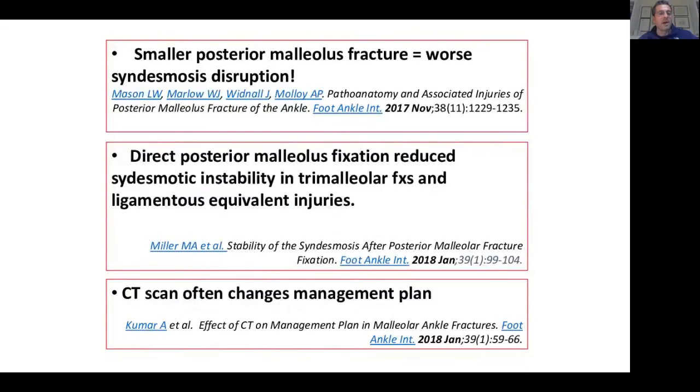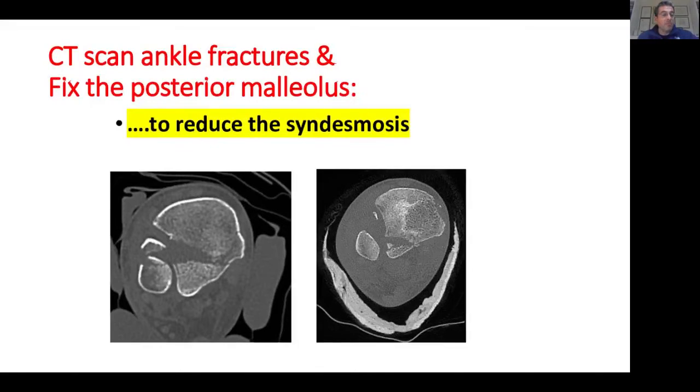the small posterior malleolar fractures affect the syndesmosis, and that's why they should be fixed. And also, if you fix the posterior malleolus directly, that produces very good syndesmosis stability, whilst if you rely on syndesmosis screws, that's not so good. And yes, a big fracture, you fix it to restore the tibial plafond, but even the small ones need fixing, I repeat it, to reduce the syndesmosis. A posterior malleolus fracture or an anterior malleolus fracture is equivalent to a syndesmosis injury.